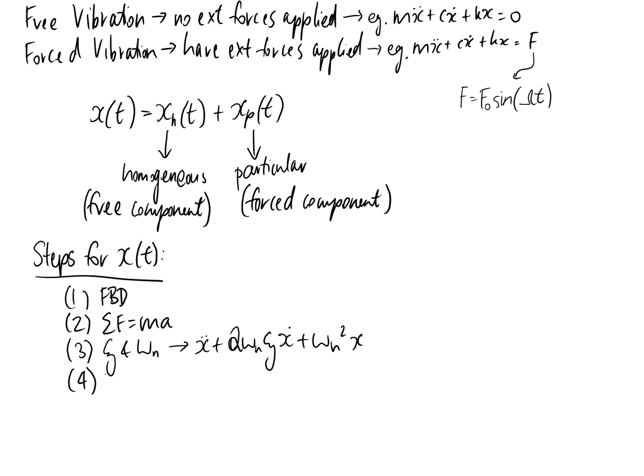Alright, so this is where it changes a little bit. You want to find the xp, or the particular part of your solution. And the trick here is, if we know that we've got a sine input function, we can simplify down the particular component to something that's actually quite easy looking. We're not going to be expecting you to solve these differential equations from scratch. So for xp, if we have F equals Fo sine omega t, we know that the form of xp is going to look like this.